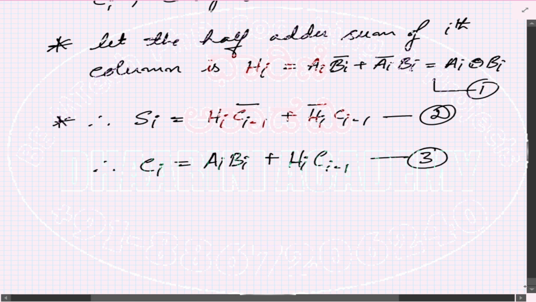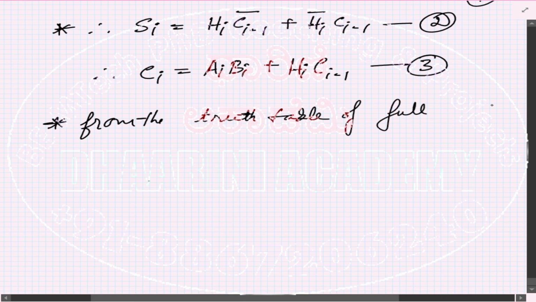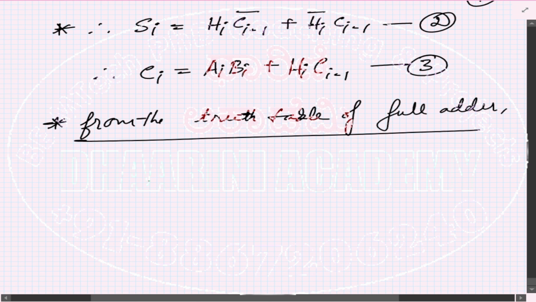From the truth table of the full adder, I'm writing the following. If AI is equal to BI, just check out what SI is. Can I write SI is equal to CI minus 1? Wherever I have AI and BI the same, the sum is equal to the previous carry. You can just verify that.